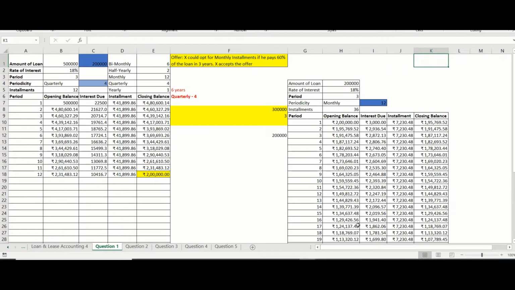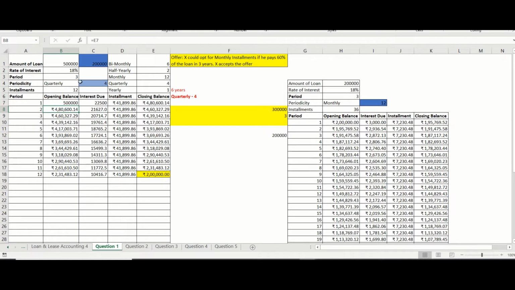Okay? We should just go through it once again. Normal loan amount is given, rate is given, period 6 years, quarterly installments. The company is giving him an offer. What are they saying? If you have paid 60% of this 5 lakhs, meaning 3 lakhs, in 3 years, then for the next 3 years you can go for monthly installments. Okay, same rate, everything else is the same. So we first prepare the loan repayment schedule for the first 3 years.